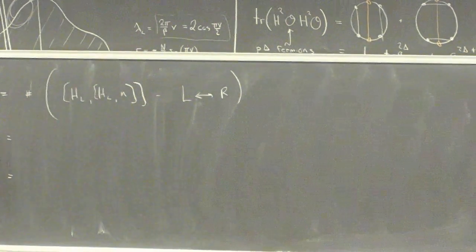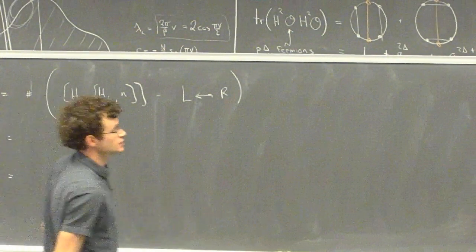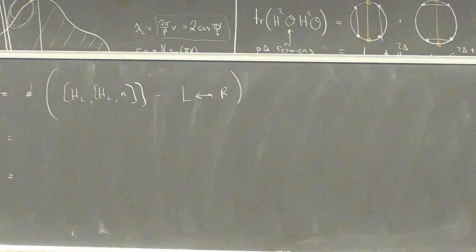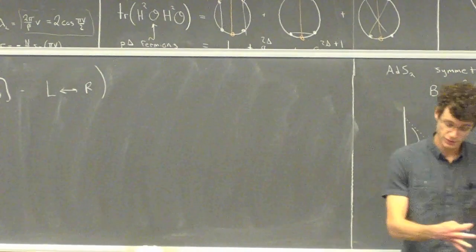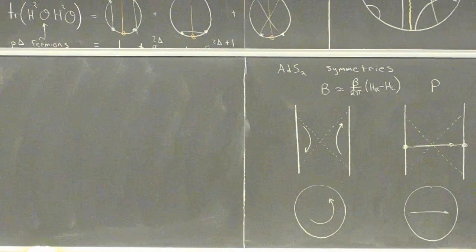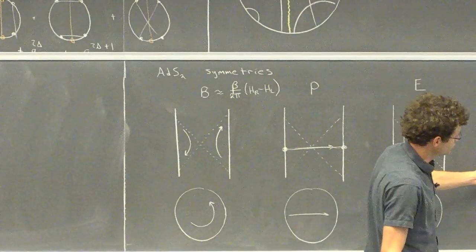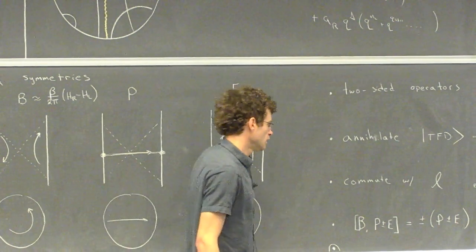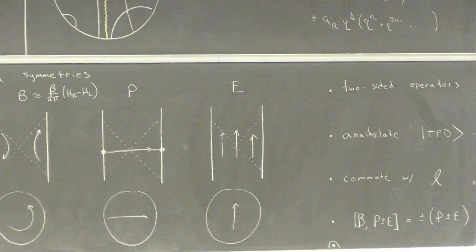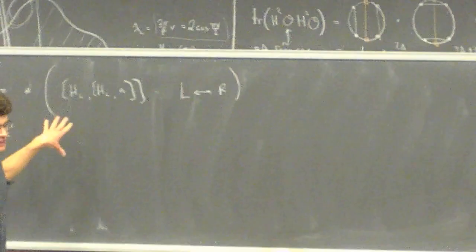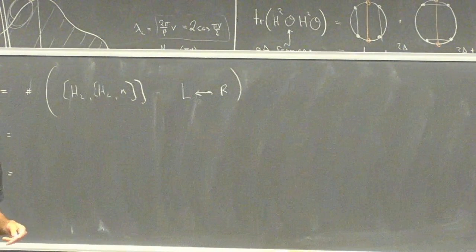So these are three operators you can write down that have the following properties. These are two-sided operators, just the same as these B, P, and E are, because they depend on the length operator, which is a two-sided operator, and also the left and right Hamiltonians. They annihilate the thermal field double, and you can check that they commute with n, which is a discrete version of the length between the two boundaries. So those properties are the same, but they form a complicated nonlinear algebra.